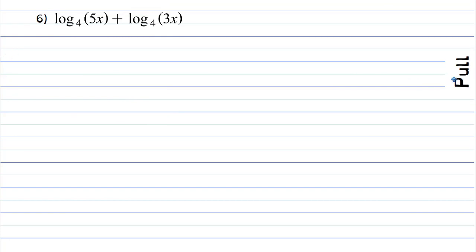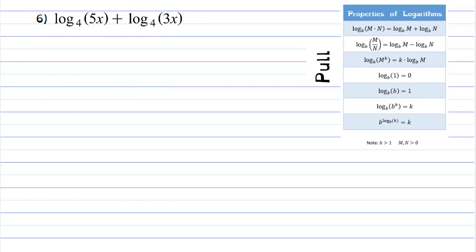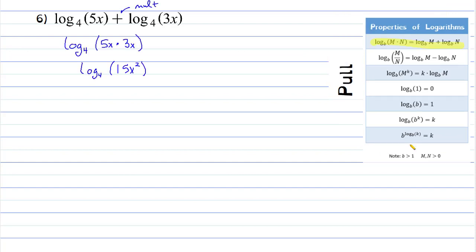And just so you have the rules here, one thing I really didn't emphasize earlier was this note down here. For all of these, b has to be greater than 1, and we have to have positive numbers for m and n. You should have found log base 4 of 15x squared, because you multiplied those two together.